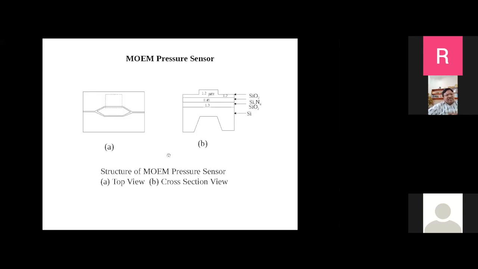So this example I have shown you earlier, yesterday. These are the MOEM pressure sensors that Dr. Patnaik has made. Once again, I'll very briefly describe it here. The important feature to highlight is the diaphragm. We are using a mechanical diaphragm to control one arm of the interferometer.